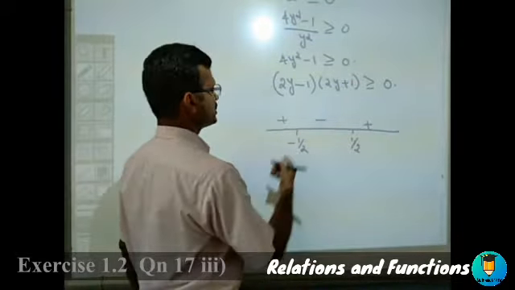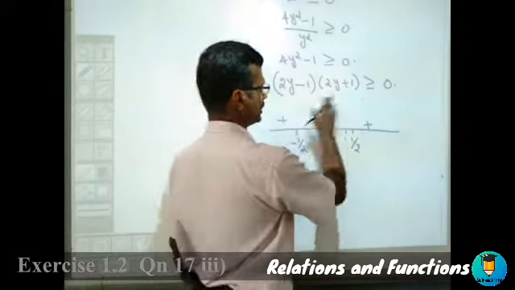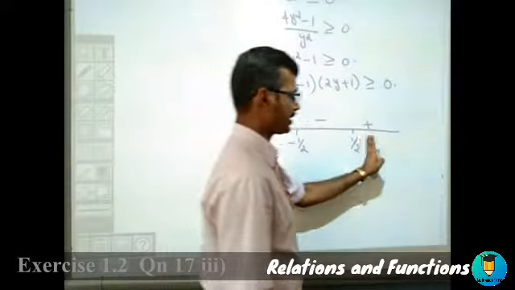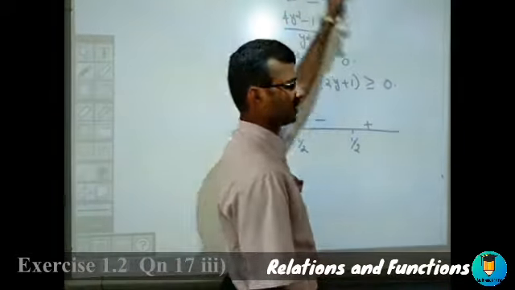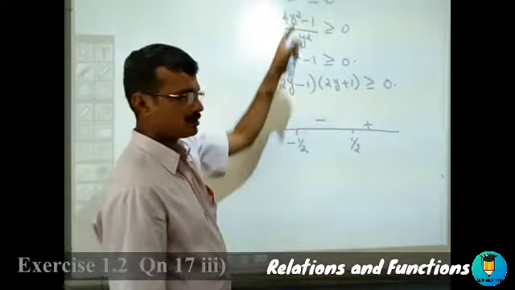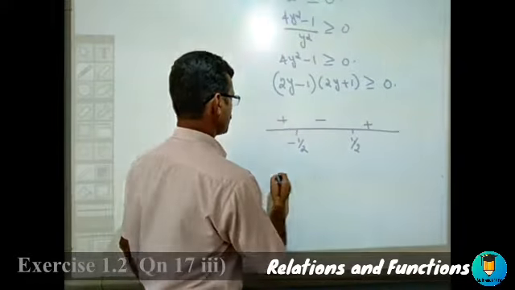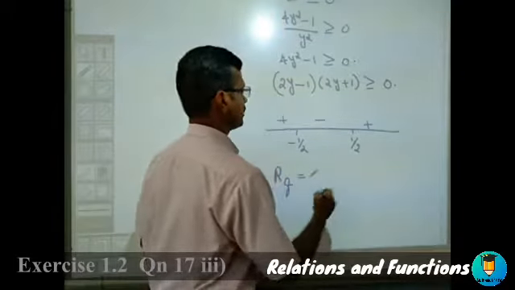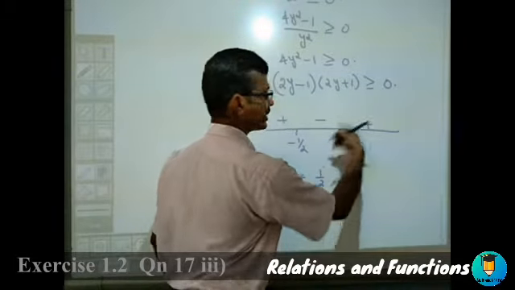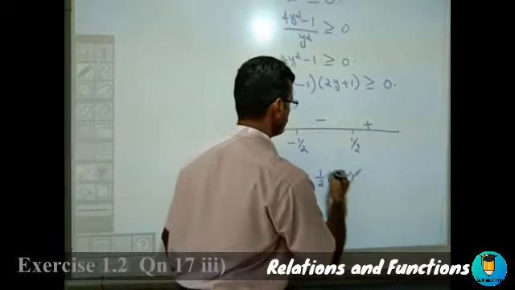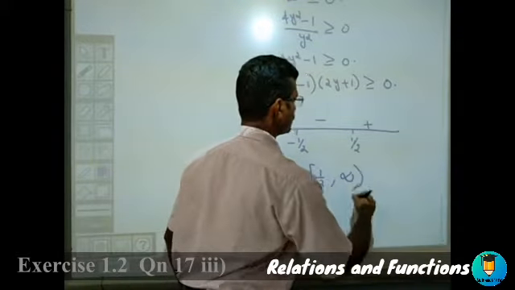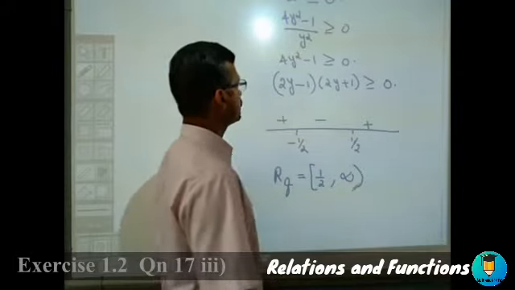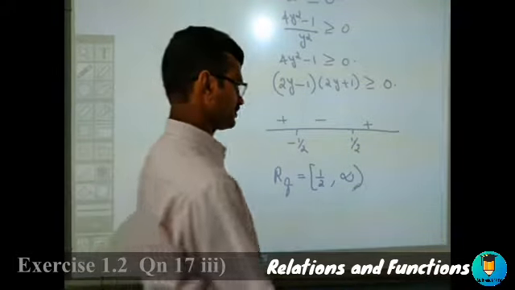Okay? So from this, by comparing, y can be less than minus half or greater than plus half, but at the same time y is greater than 0. Therefore the corresponding range of this function will be 1 by 2 to infinity. 1 by 2 is included, infinity is excluded. So this is the corresponding range of this function.